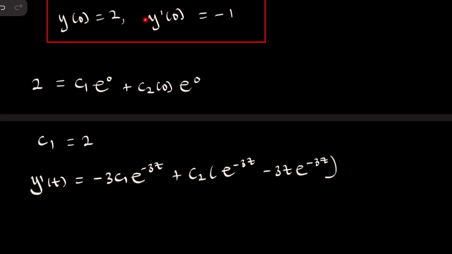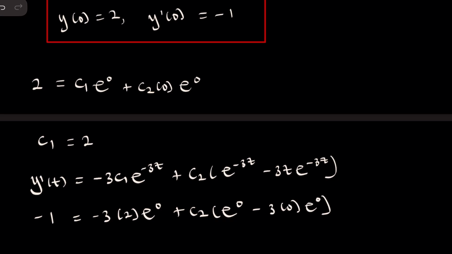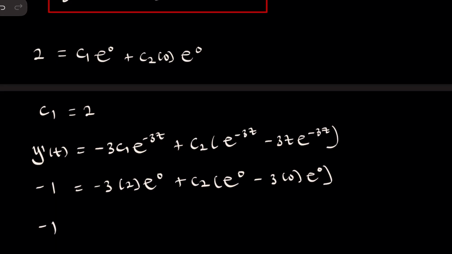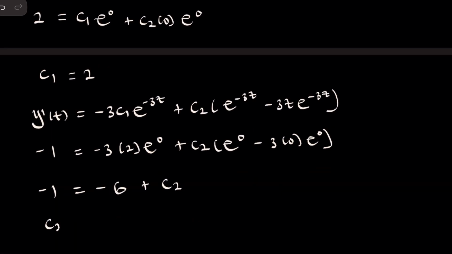We now substitute this initial condition into the given expression, so we have -1 = -3 (c1 is known to be 2) e^0 + c2 (e^0 - 3 times 0 e^0). Simplifying this gives -1 = -6 + c2. Thus c2 = 5.